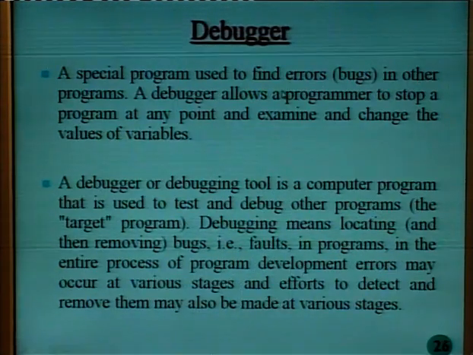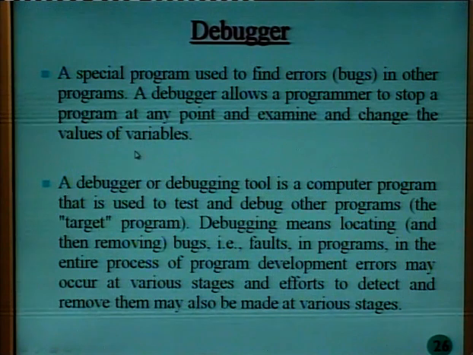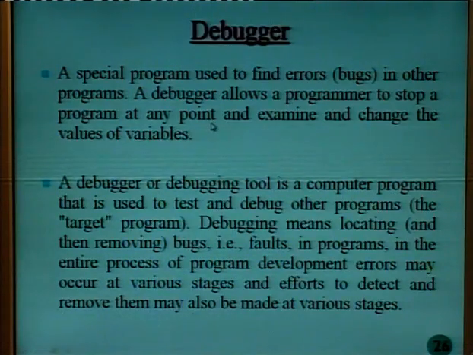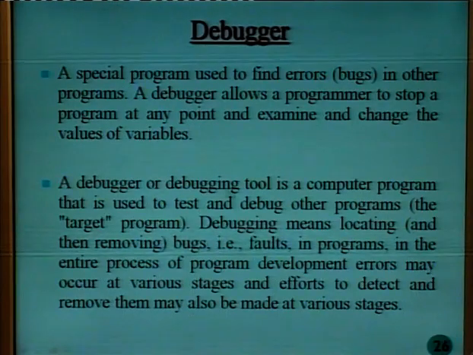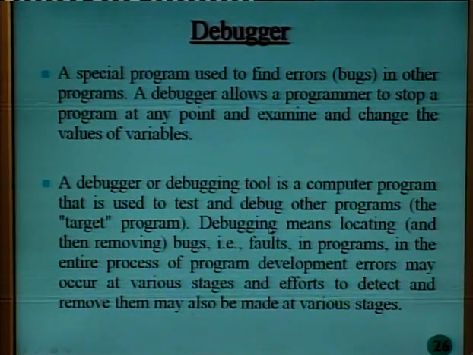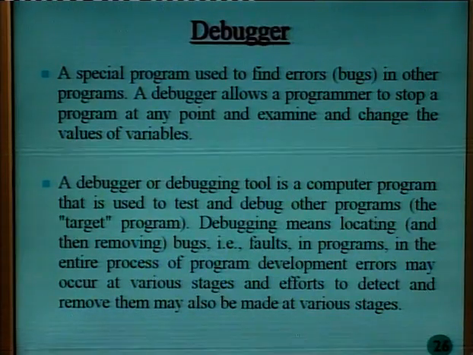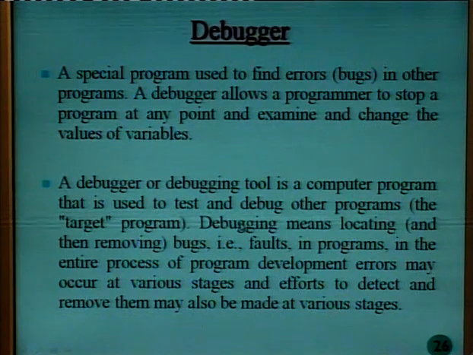So next is the debugger, which is used to find or fix the bugs in a source program. A debugger allows a programmer to stop a program at any point, and examine and change the values of variables. So for that purpose we use a debugger. Different debugging tools are used to test or debug other programs. Debugging means locating bugs or faults in the program, and in the entire process of program development, errors may occur at various stages, and efforts to detect and remove them may also be made at various stages.